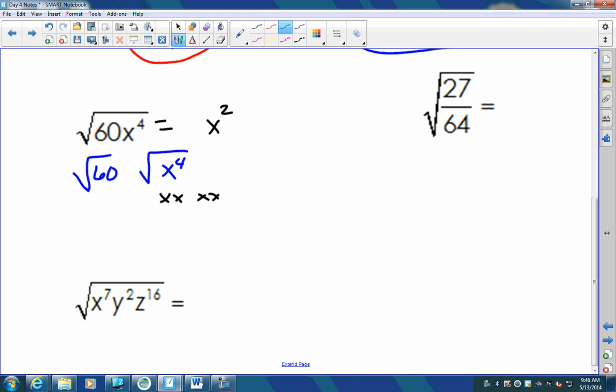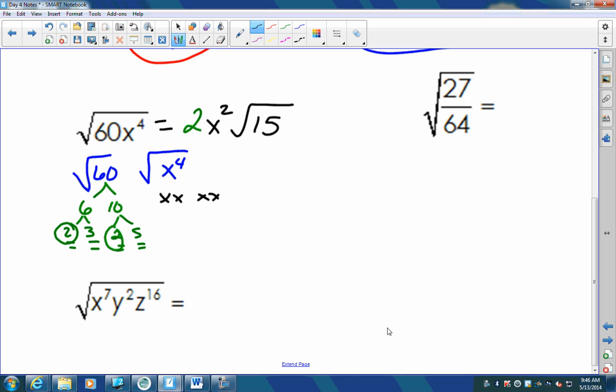So now the 60, that's going to split up. Some people did 6 and 10. I'll do it this way instead of looking for the perfect square. The 6 is 2 times 3. I underline mine to make sure I don't lose them. 10 is 2 and 5. Well, so now I have a set of 2's. That means a 2 comes out. Then I have the square root of 3 times 5, which is 15. So you should have gotten 2x squared, the square root of 15.